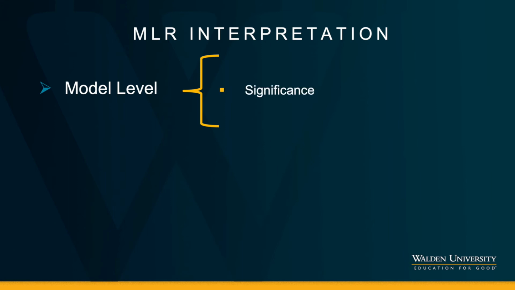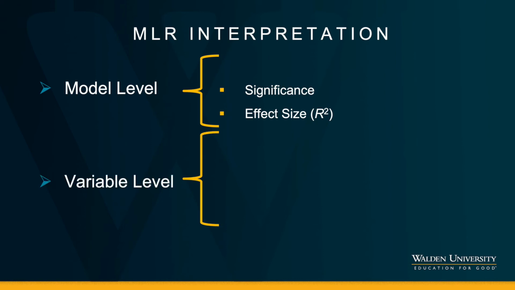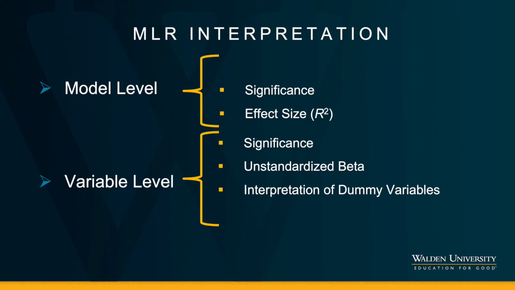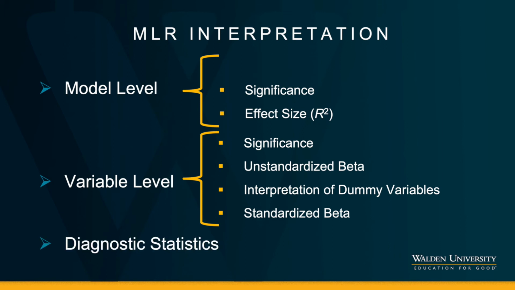So we will just look at the significance of the model, followed by the adjusted R-square and the effect size. And we will then move to the interpretation at the variable level. We will evaluate the significance of each variable, the unstandardized beta. We will evaluate the dummy variables and interpret them, and we will talk about the standardized beta. Lastly, we will add the diagnostic statistics to our conversation.